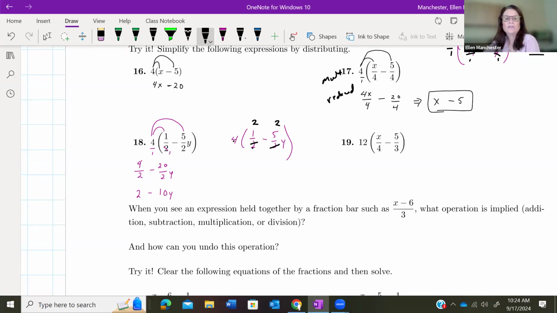And now, so this is the reducing part. Now I'm going to multiply. So 2 times 1 is 2. 2 times -5 is -10y. And you can see I get the exact same answer. Okay, so whichever technique you like, go ahead and do number 19. Let's see what you come up with.